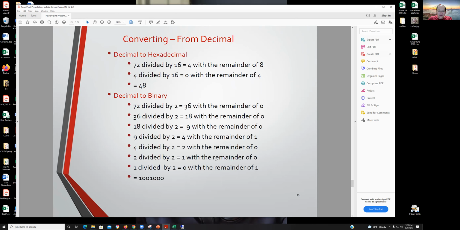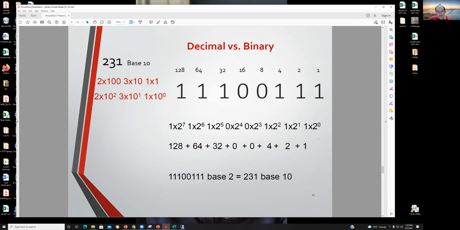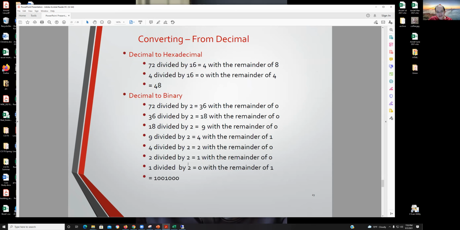All right, so converting from decimal. I guess they call this the remainders process, or doing this by remainders. You have the 72 here, so let's do 72. I'm going to skip the hex part. Let's just do the binary part here.